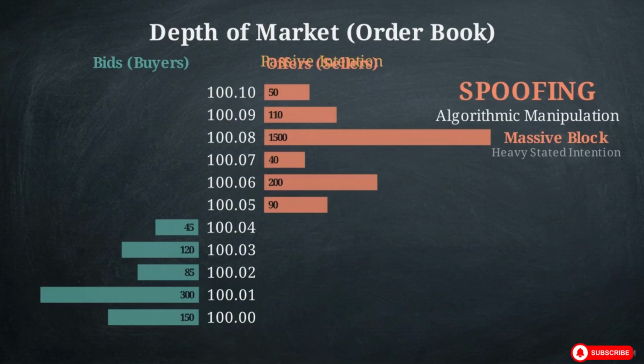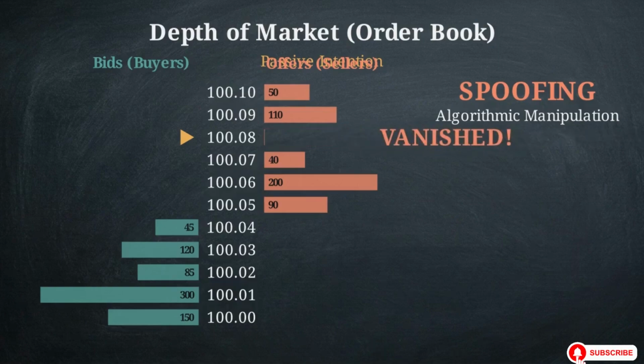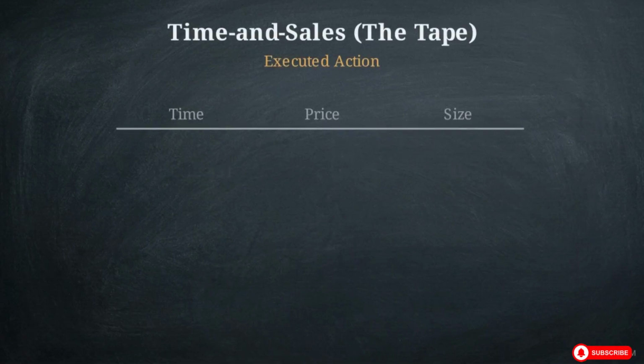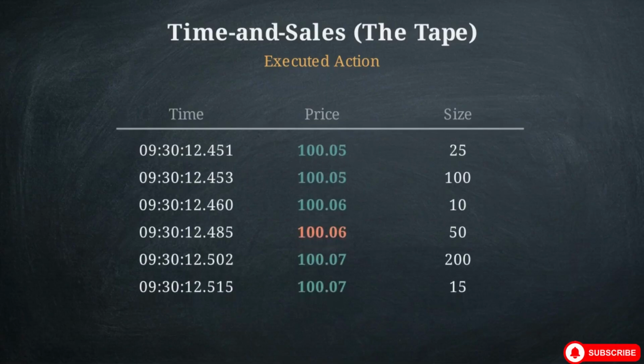Displayed size is never guaranteed size. These resting limit orders can be canceled in a fraction of a millisecond. This creates an environment ripe for spoofing. Large algorithms will place massive resting orders purely to manipulate the perception of retail traders, projecting a wall of resistance. The moment price actually reaches that level, the orders vanish entirely.